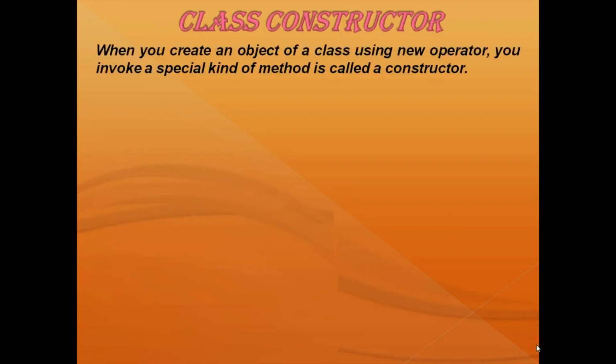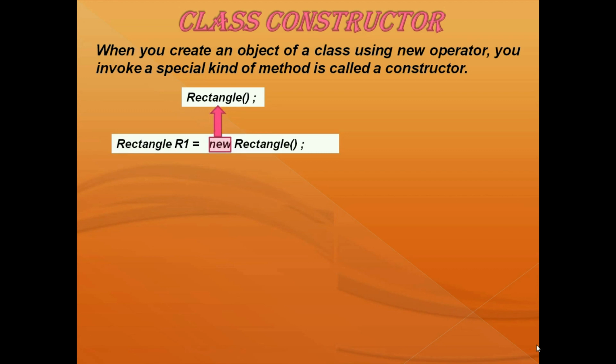So, what is a class constructor? When you create an object of a class using the new operator, you invoke a special kind of method called a class constructor. Means a constructor is a special method that is called when you use the new operator.